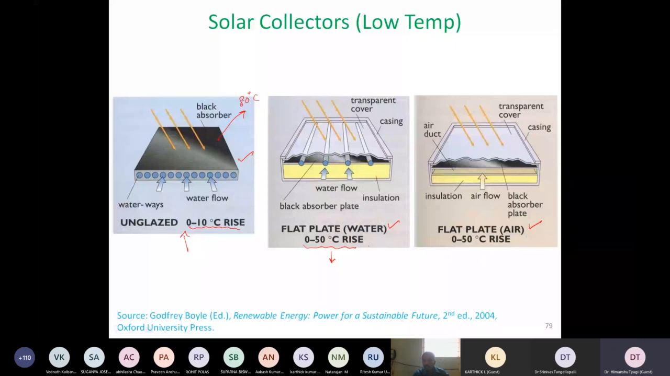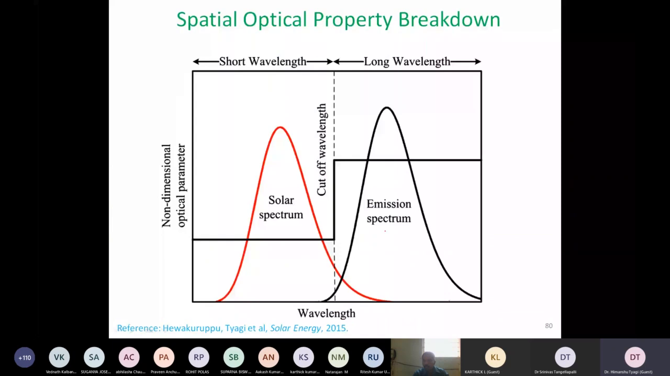Now comes the interesting part, and we will start looking at the wavelength dependence, which is very important. If we look at the spectral optical property breakdown, I can put some numbers over here. So this is 3 microns. The predominant amount of sunlight is between 0 micron and 3 micron. That is what is in red. It is given as the solar spectrum over here.